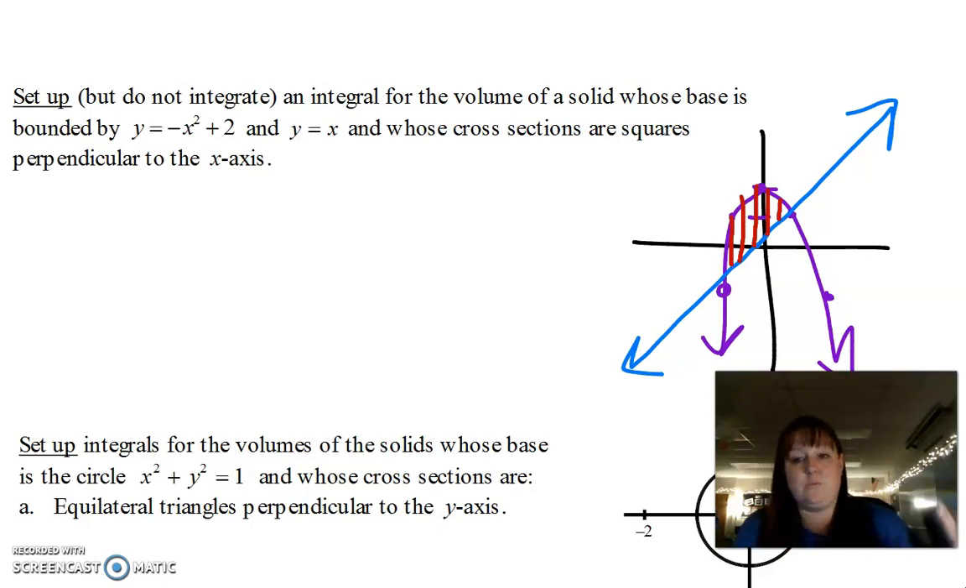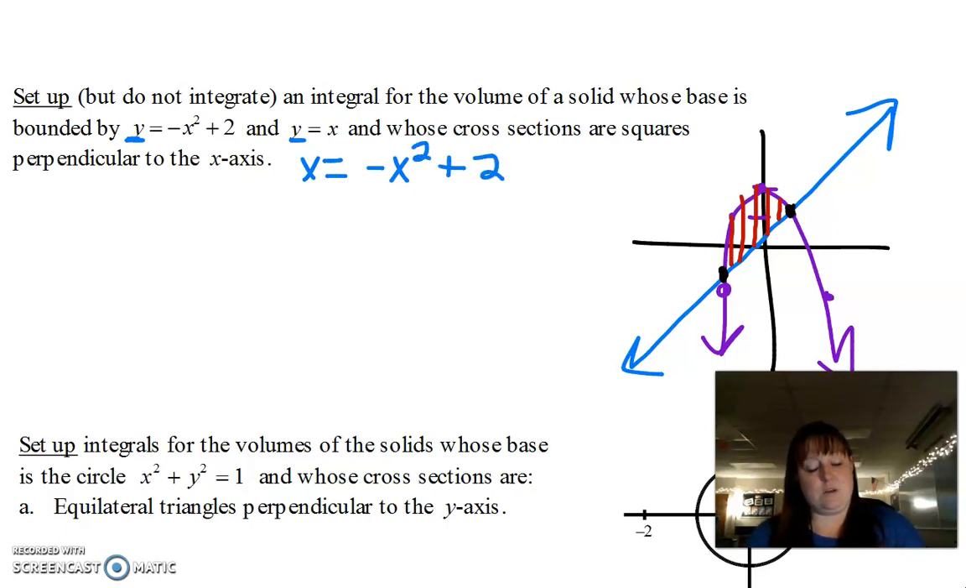So the first thing is we need to find our limits of integration. So we need to find what our lowest x value is and our highest x value. And so what is our lowest x value? Where do those actually cross? To find their intersection points, we can set them equal to each other. Since I know that y equals x, everywhere there's a y, I can put x. So x equals negative x squared plus 2. And then I'm going to get that on the other side. So I have 0 equals negative x squared minus x plus 2.